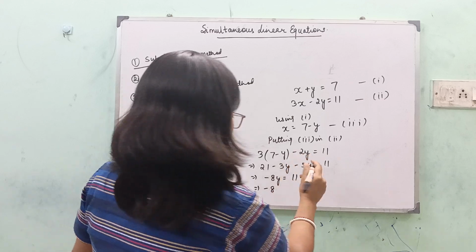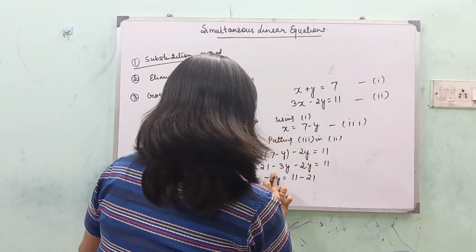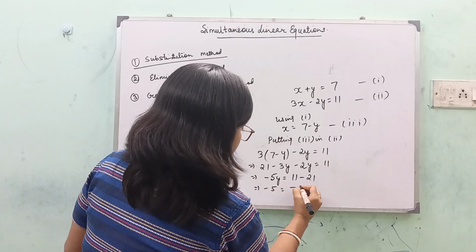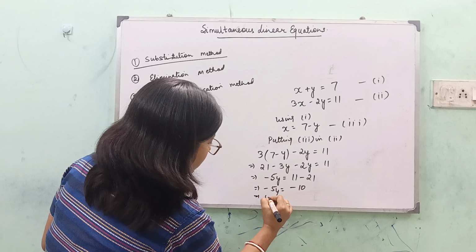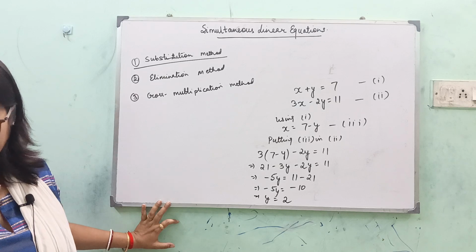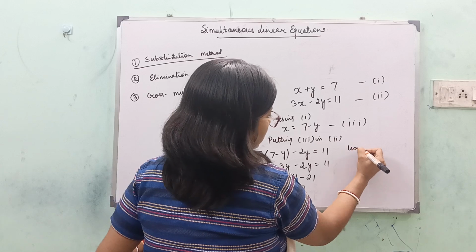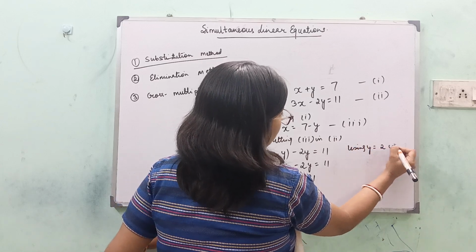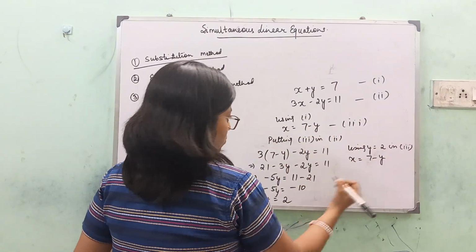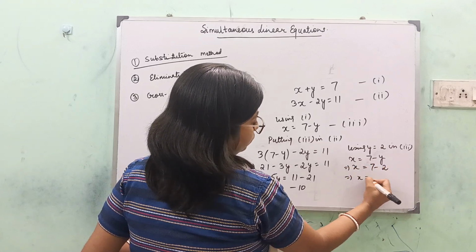So minus 5y, okay, one second. This is 2y, this is 3y, so 5y. Yes. So this is minus 10. So y equals minus 10 by minus 5, or y equals 2. So we have got the value of y as 2. Now putting y as 2 in 3, using y equals 2 in 3. So x is equal to 7 minus y, so x is equal to 7 minus 2. That is x equals 5.